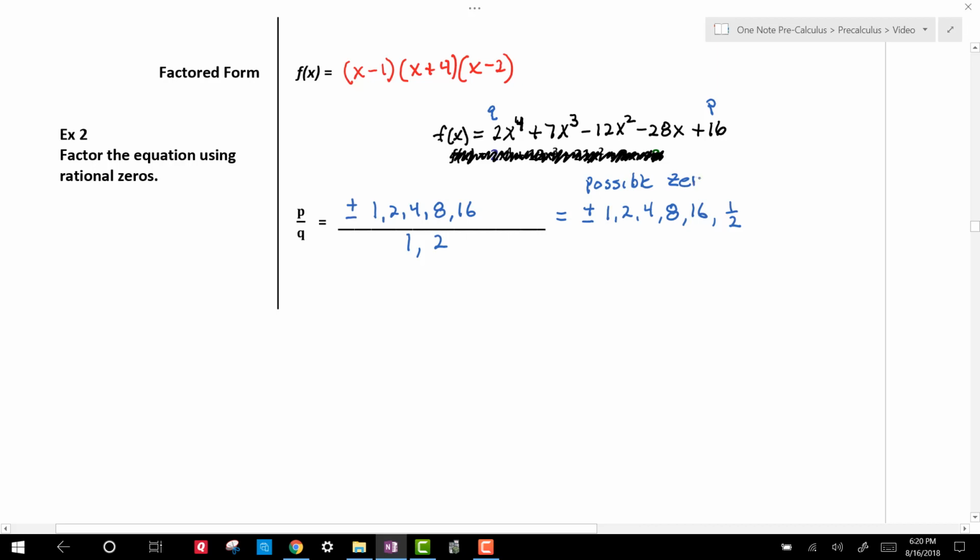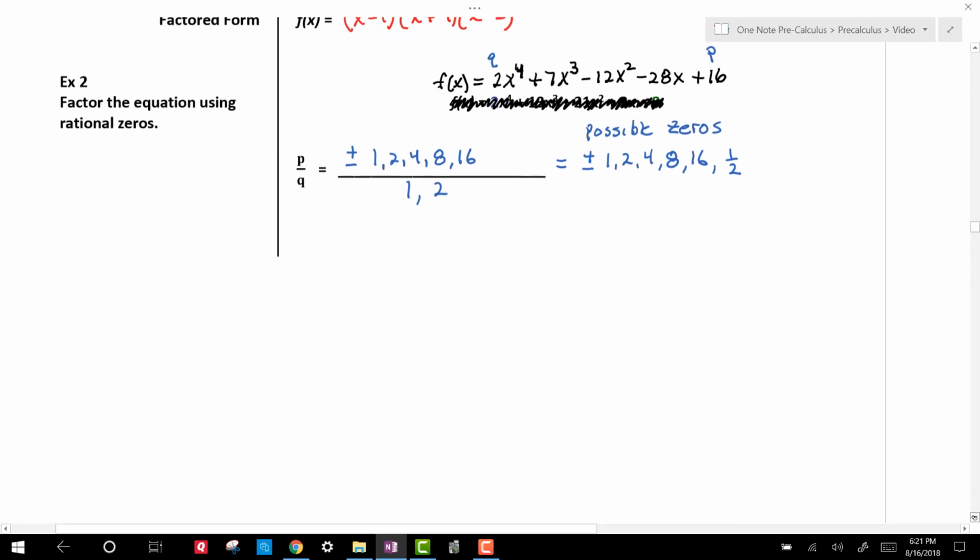And then I would take the next number in line, 2, and divide it by 2. Well, 2 divided by 2 is 1. I've already got 1 in my list. I don't need to list it again. 4 divided by 2 is 2. I've already got 2 in my list. Don't need to list it again. 8 divided by 2 is 4. 16 divided by 2 is 8. So I'm done. These are all of my possible zeros right here.